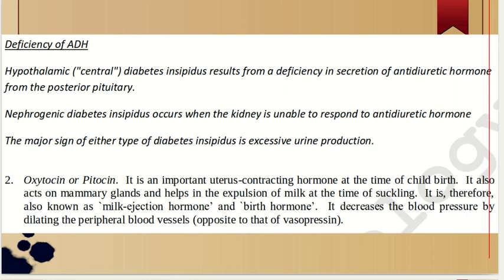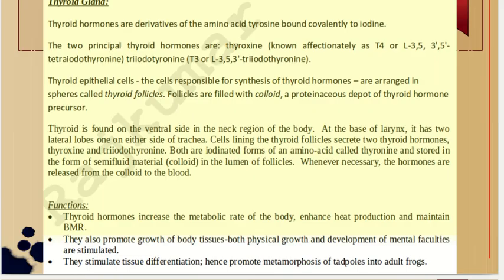The second hormone that is stored in the posterior part of the pituitary gland, or neurohypophysis, is oxytocin, also called pitocin. It is an important uterus-contracting hormone at the time of childbirth. It also acts on the mammary glands and helps in the expulsion of milk at the time of suckling. It is therefore also known as the milk ejection hormone or birth hormone. It decreases blood pressure by dilating the peripheral blood vessels, opposite to the function of vasopressin.